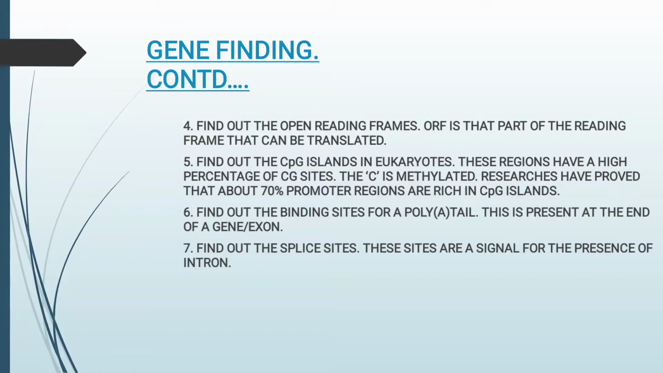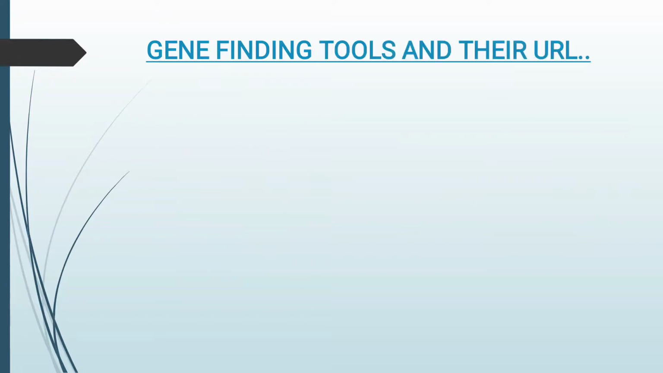Again, in eukaryotes, splicing occurs. In the splicing process, introns are removed from the gene and only exons are left to be translated. After translation, protein is formed. So if you find the splice sites, then you will be able to find the intron also. If you find the intron, you can look at the exon also. So this is another way of finding the gene.